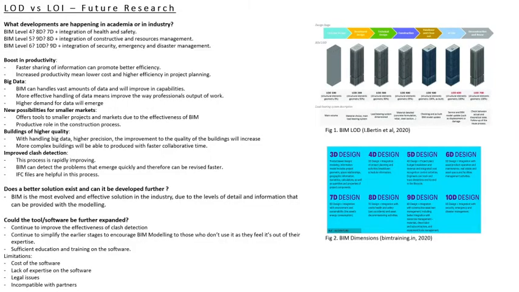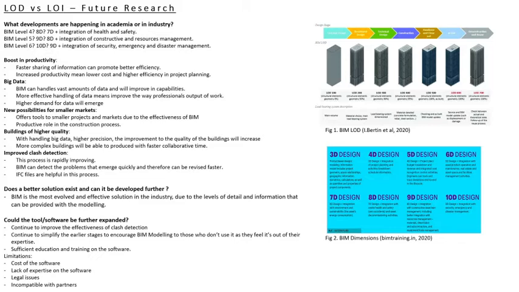My name's Ravi and I'll be taking you through the future research portion of this presentation. So, what are the developments happening in the industry? Well, with improvements to BIM, we'll be seeing potentially BIM level 4 through to 6 in the not so distant future. This could see the likes of 8D BIM, 9D BIM and even 10D.